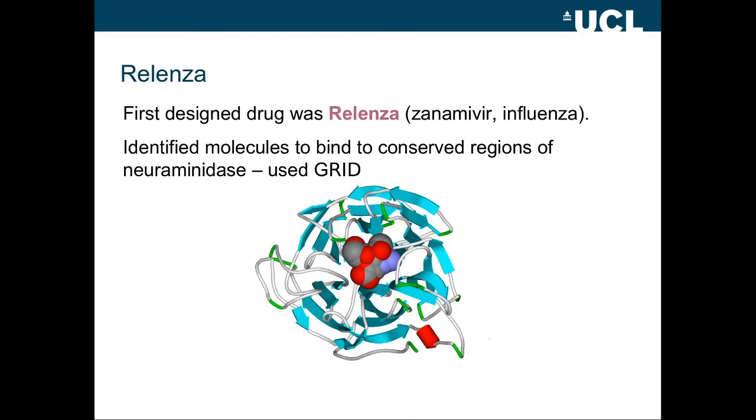Now let's look at a couple of examples of drugs that have been designed using this sort of approach. So the first really designed drug, designed from scratch, is the molecule known as Relenza. Its non-commercial name is zanamivir, and it's used for influenza. They used GRID in order to do this. They looked at neuraminidase and identified sites on neuraminidase where small probe groups would fit, and then designed a molecule that satisfied those interactions.